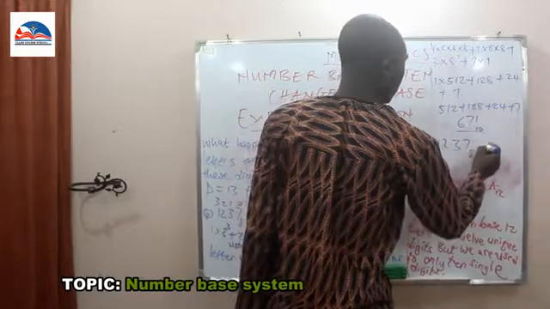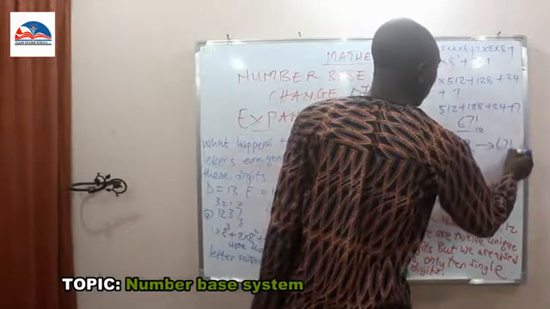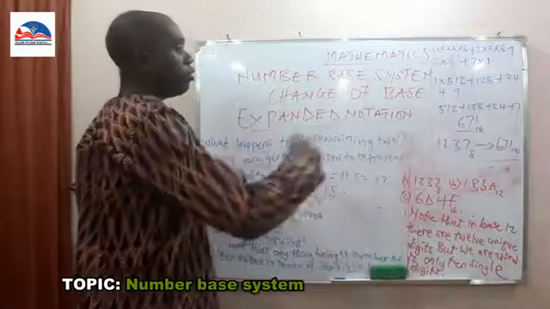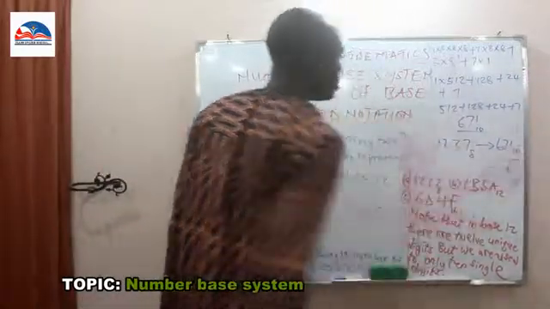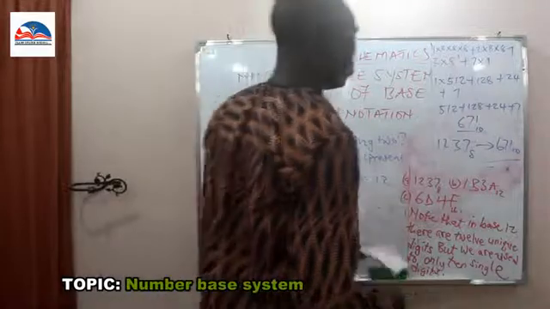1237 base 8 is 671 base 10. So the two of them are equivalent. This is in base 8 and this is in base 10. One thing I would still like to call our attention to is this.